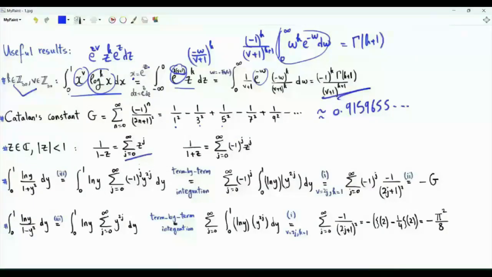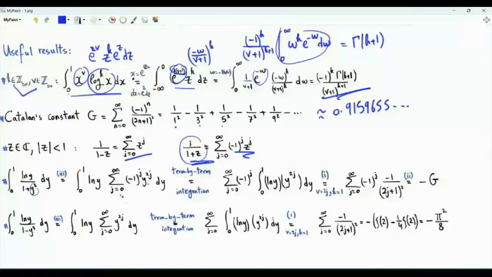We have this geometric series, summation j from 0 to infinity, z to the j, and this is equal to 1 over 1 minus z, provided that the magnitude of z is strictly less than 1. If we have minus z to the power j, then we have 1 over 1 plus z. What is the integral of ln y divided by 1 plus y squared dy? The integration here is from 0 to 1. We can use this expansion here because y is between 0 and 1, and so y squared is between 0 and 1. 1 over 1 plus y squared can be written as summation j from 0 to infinity of minus 1 to the j times y squared to the power j, which is y to the power 2j.